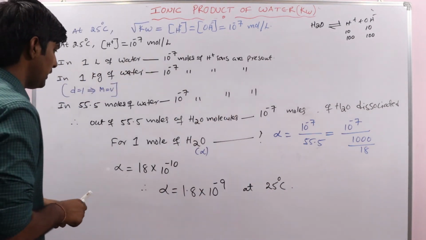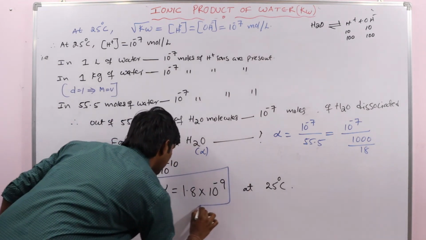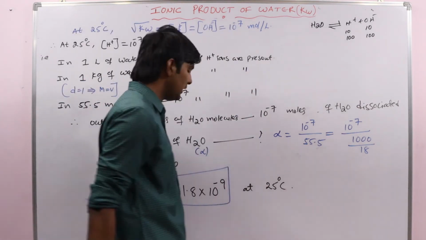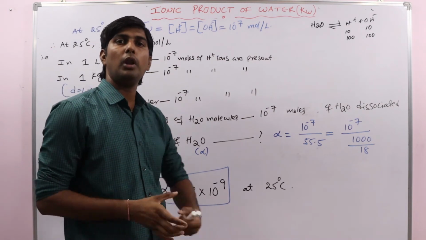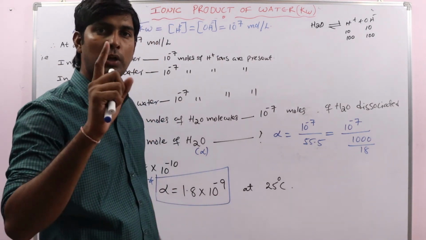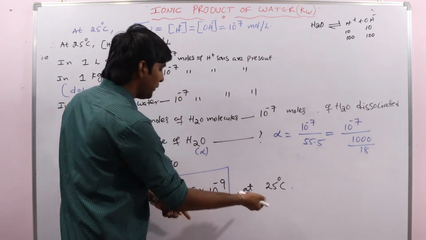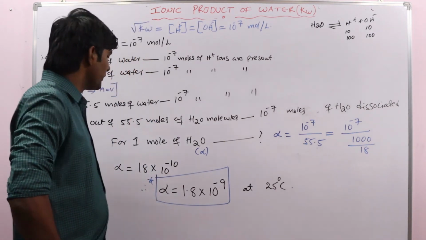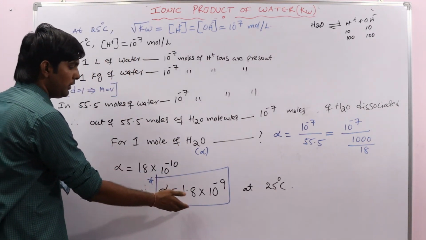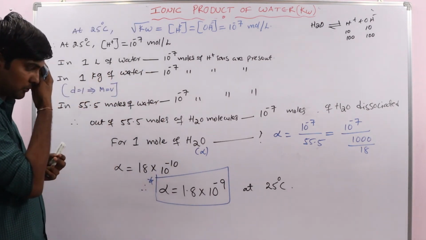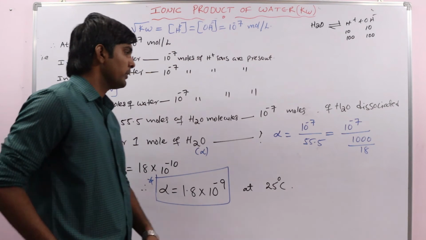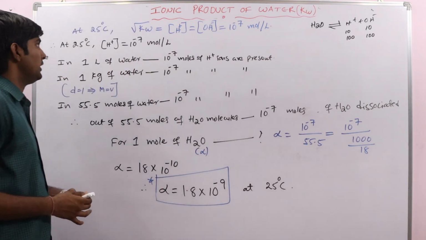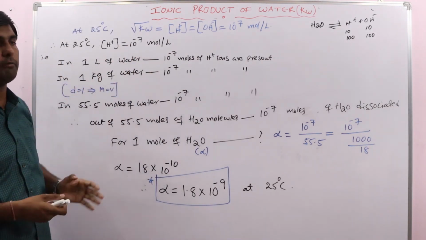Remember that, very very important. Temperature you must mention. This is the degree of dissociation of water at 25 degrees centigrade. It means if you take 1 mole of water at 25 degrees centigrade, out of that 1 mole, only 1.8 into 10 power minus 9 moles of water molecules dissociated. Suppose they give some other temperature, the degree of dissociation alpha may be 10 power minus 6 or minus 5, whatever it may be.